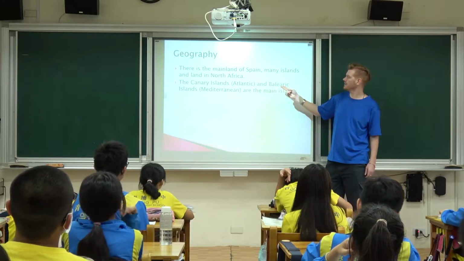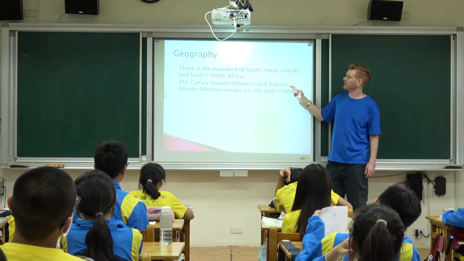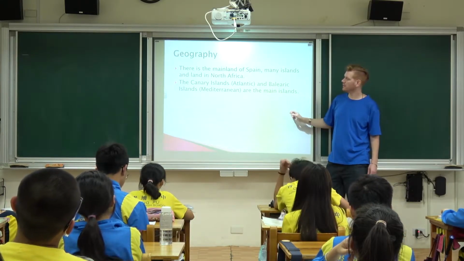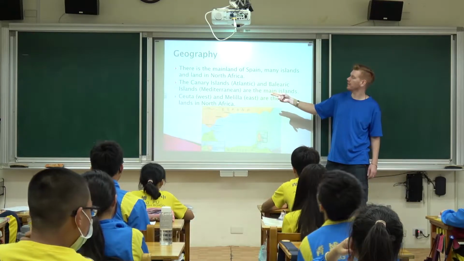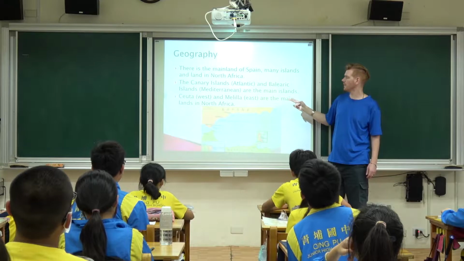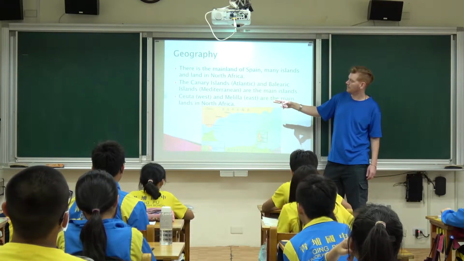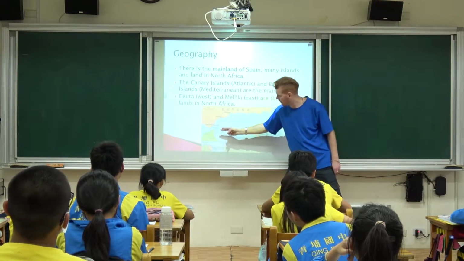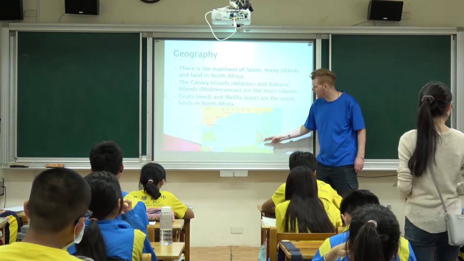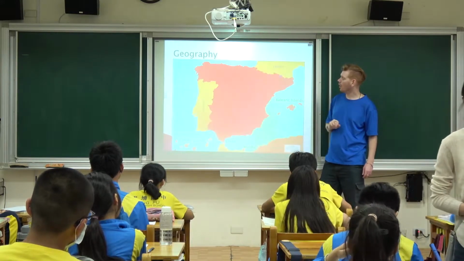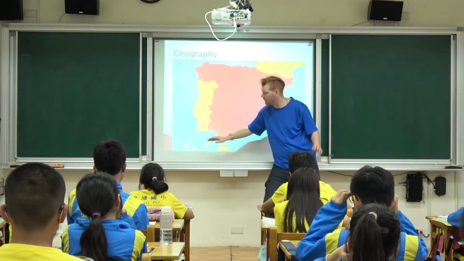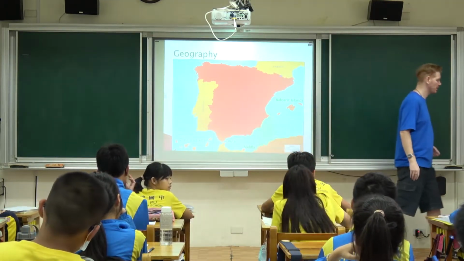Canary Islands and Balearic Islands are the main islands. Ceuta and Melilla are the main places in North Africa. So over here in the west, Ceuta, here, Melilla in the east. On your map, write the names of the 4 places.